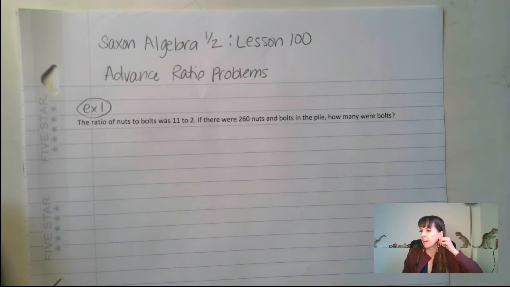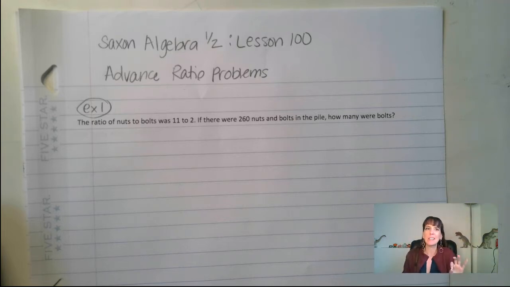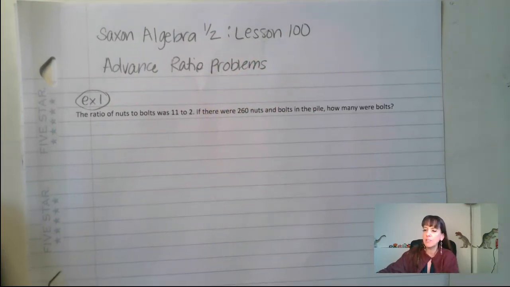Yes, you're almost there. Saxon Algebra 1/2, third edition. We're talking advanced ratio problems. I don't know why that looks kind of like a P there. Here's how we're going to do this.